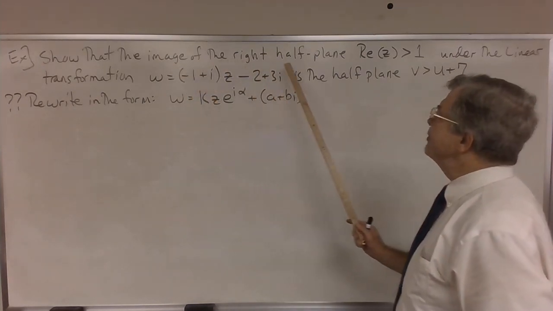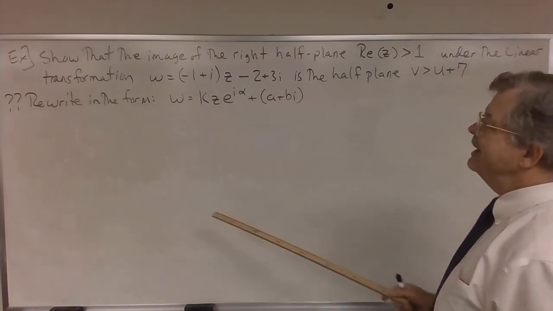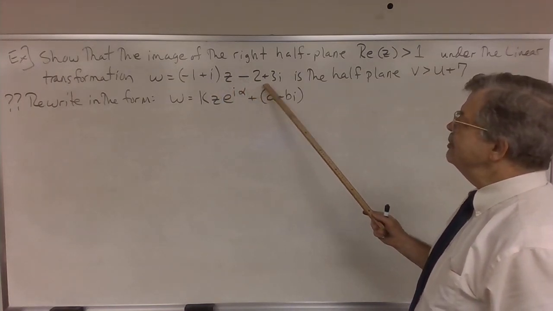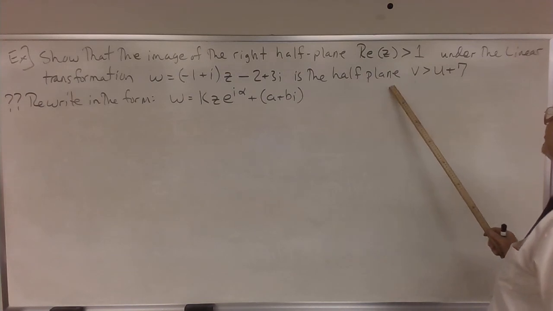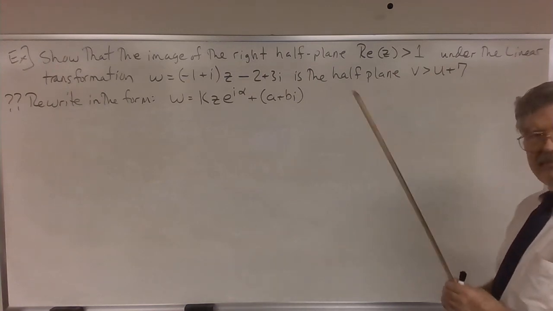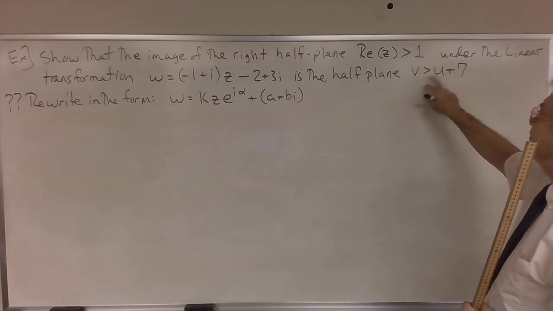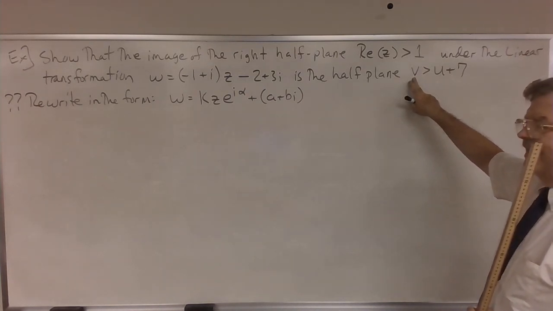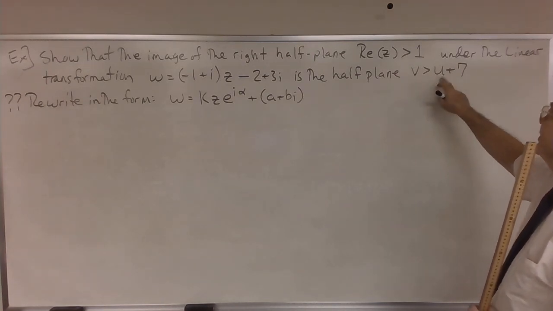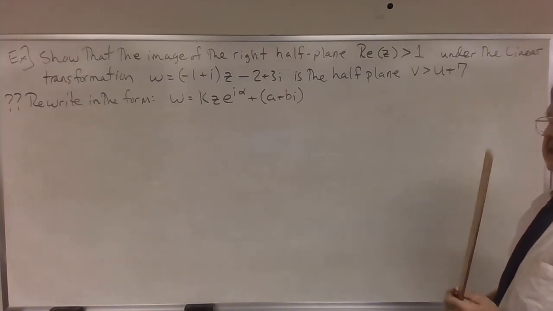Let's show the image of the right half plane, real part of z greater than 1, under the transformation w equals negative 1 plus i times z minus 2 plus 3i, is the half plane v greater than u plus 7. And this is in the w plane, where v is the vertical displacement from the origin, u is the horizontal displacement from the origin. This is y, that's x in disguise.